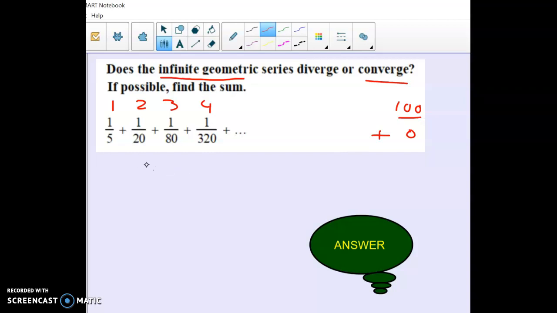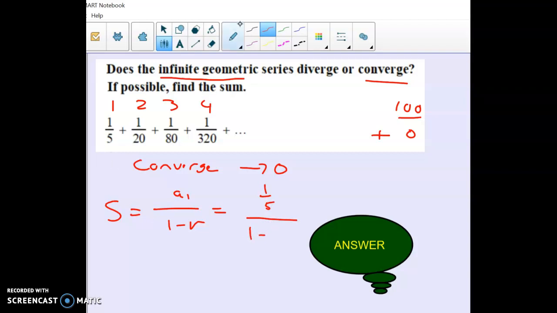All right, so hopefully you've had a chance to try it. This one is going to converge because they're getting smaller, right? It's converging towards 0. Okay, and then the formula for this sum is actually not that bad. It's just a1 over 1 minus r. So a1 is 1/5. Okay, and then 1 minus r. So r is a little tricky here, but I just kind of think, what fraction am I multiplying by to get 1/20th, right? If I have 1/5, I got to multiply by some fraction to end up with 1/20th.